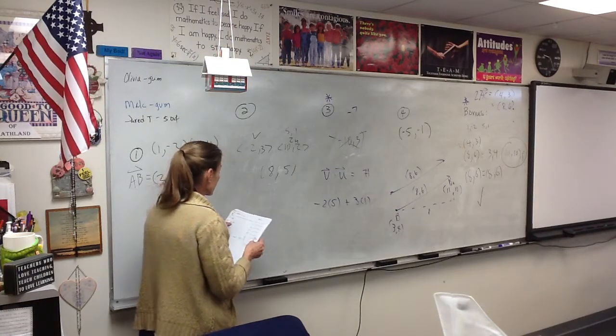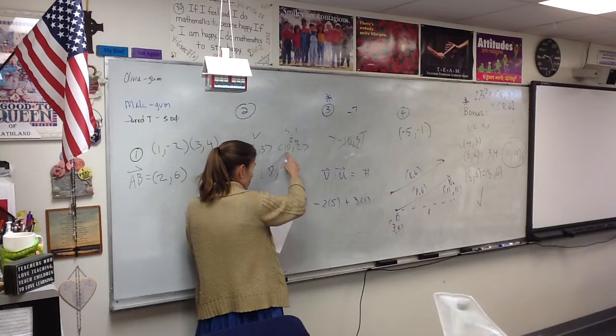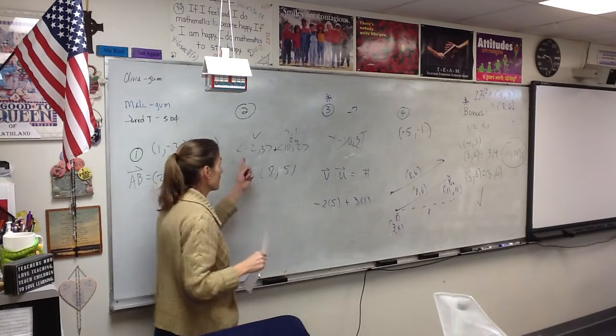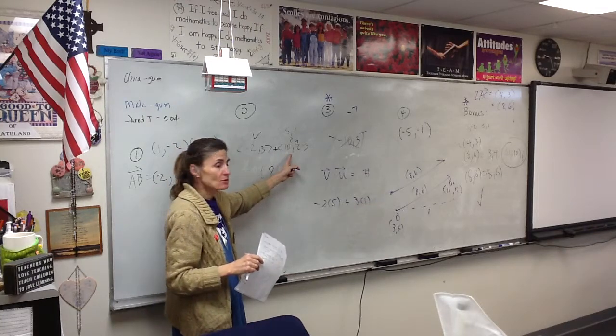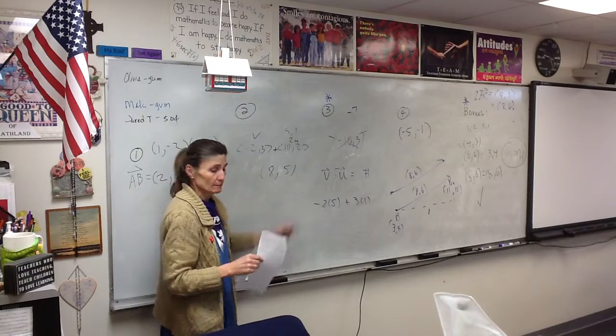Number 2 says take the coordinates of vector V and add double U. 2 U's. Katie, what's confusing you about that? 2 U's is 10, 2. You just said -2 and 10, and 3 and 2. Gotcha.